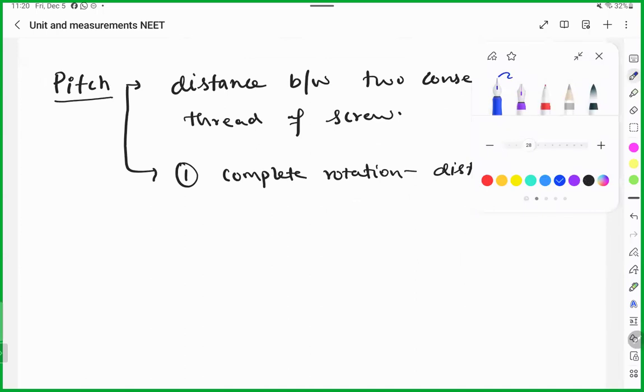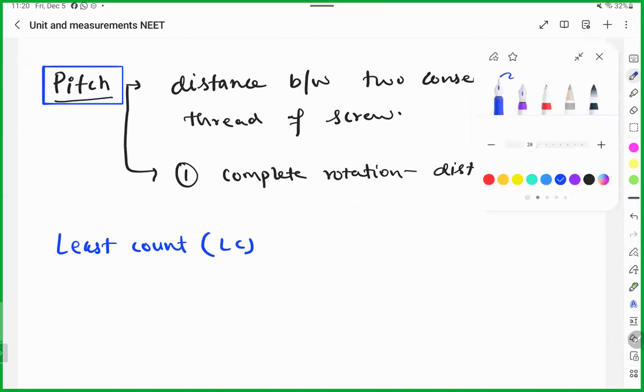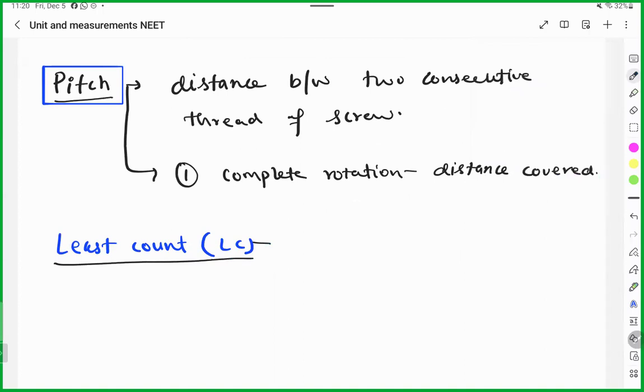Like pitch, you calculate the least count here also, the same way as we did earlier. LC. Least count means the minimum value it can measure. That is the least count. So how to measure least count here? Least count is equal to pitch P divided by the total number of divisions on the circular scale.